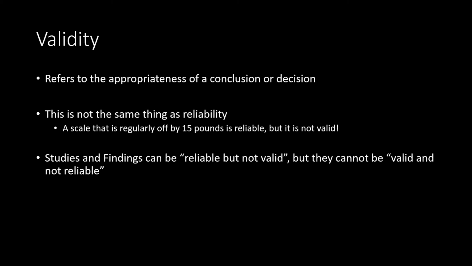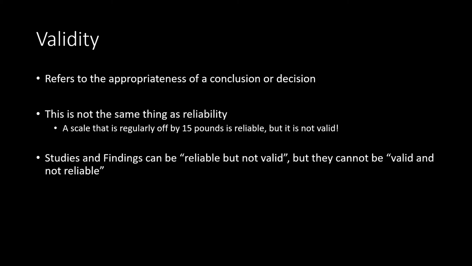For example, a scale that you could use to weigh yourself, and let's assume that it was always off by 15 pounds, either 15 pounds too heavy or too light. A scale that is always off by a fixed amount is, technically speaking, reliable because it always gives you the same result when you stand on it, assuming your weight stays the same, but it is not valid because it's not the actual weight that you yourself weigh when you are standing on said scale.